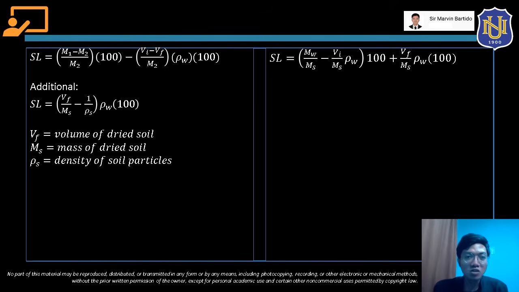Okay. So, class, yung M sub 1 minus M sub 2, this is actually mass ng water. Tama? Since yung M sub 1, mass yan ng wet soil, tapos ito, mass ng dry soil. So, mass ng wet soil minus mass ng dry soil, mass ng water yon. Tama? And then yung M sub 2, alam natin, mass yan ng soil solid lang, 'di ba? Or mass ng dry soil.